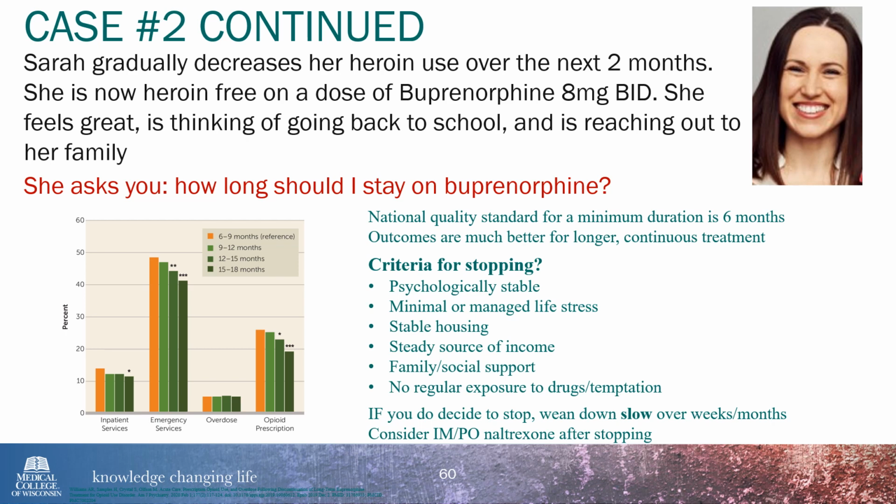If they don't meet those criteria, then do not attempt a taper. And it's just important to recognize that some people won't meet those pretty strict criteria. It is okay to stay on buprenorphine therapy for life. And honestly, the outcomes are much better on every study that has been done on these patients when they're maintained on medication versus taken off.